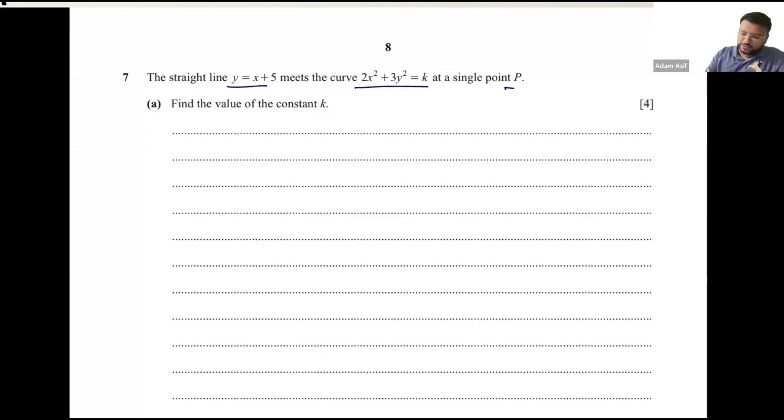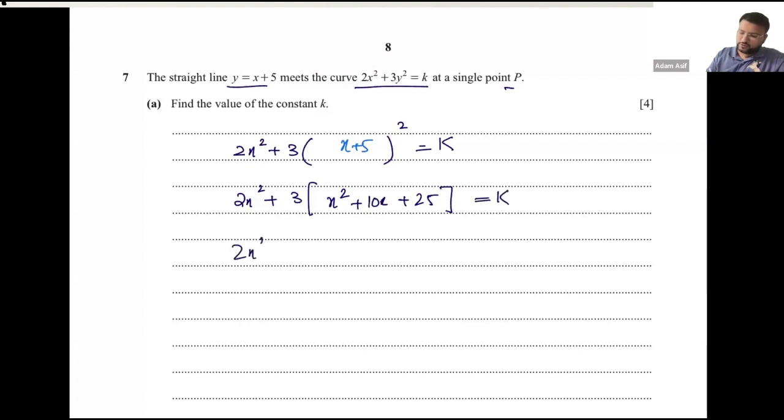Equate करेंगे. जब आप equate करोगे, so 2x square plus 3y square equals to k. In place of y, you can substitute x plus 5. And then you simplify this. 25. So you have 2x square plus 3x square plus 30x plus 75 equals to k. So you get 5x square plus 30x plus 75 minus k equals to 0.